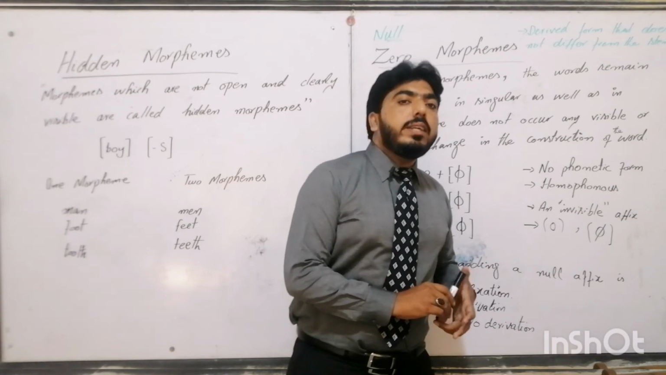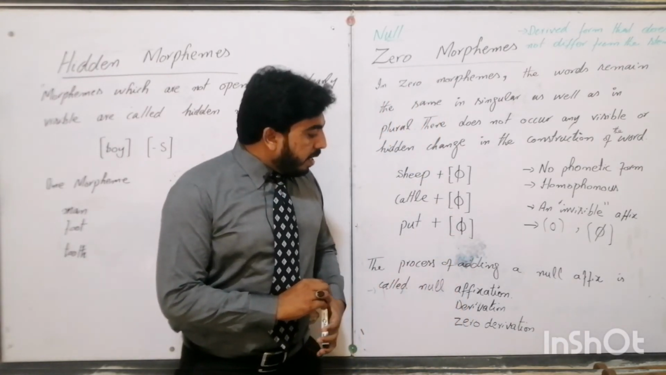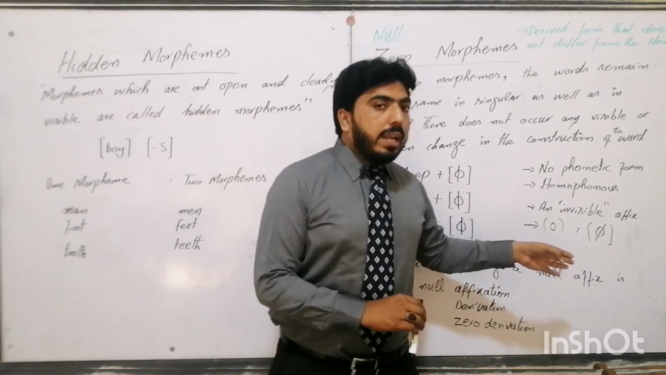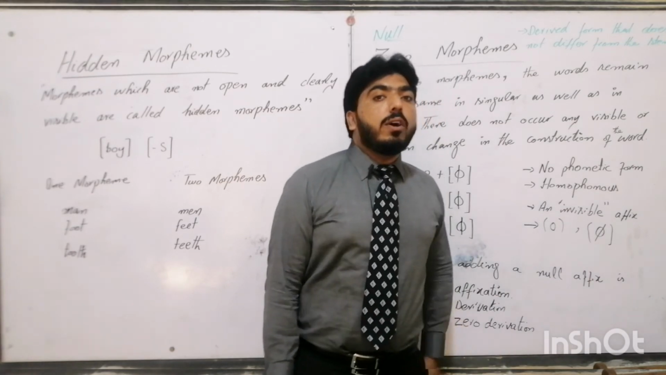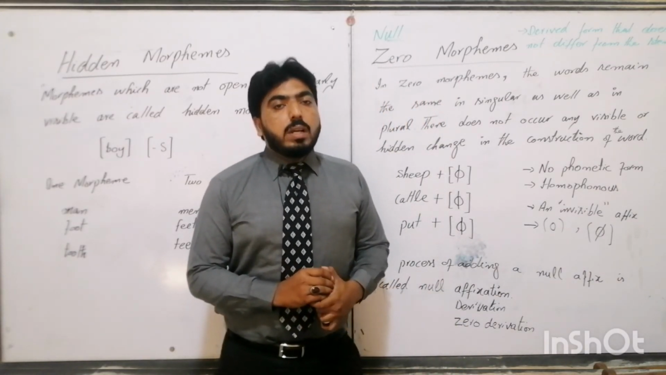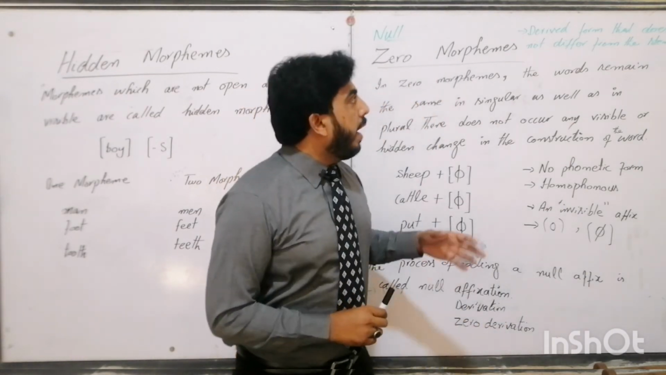So you can easily define the concept of null derivation, zero derivation, null affixation: the process of adding a null or zero affix is called null affixation. This is all about the concept of hidden morphemes and zero morphemes.